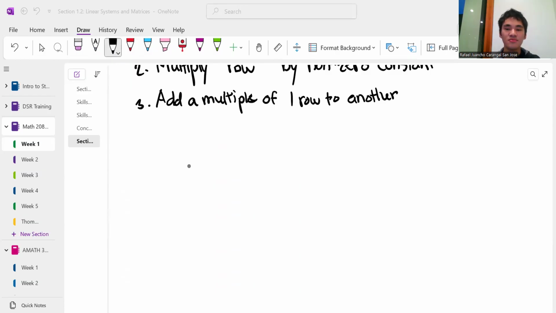And again, we have equivalent matrices, right? So we say that two matrices are equivalent if one can be obtained from the other through a sequence of elementary row operations.